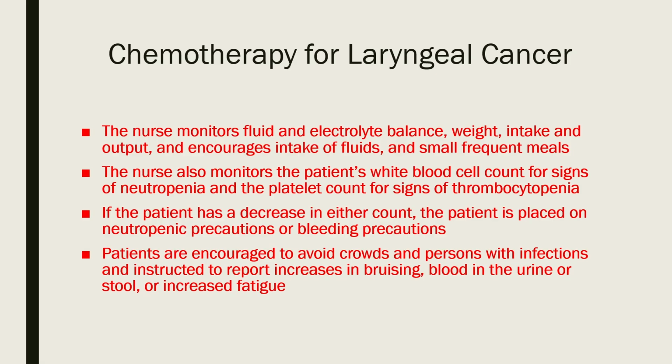The nurse will monitor fluid and electrolyte balance, weight, intake and output, and encourage intake of fluids and small, frequent meals. The nurse also monitors the patient's white blood cell count for signs of neutropenia and the platelet count for signs of thrombocytopenia. If the patient has a decrease in either count, the patient is placed on neutropenic precautions or bleeding precautions. And patients are encouraged to avoid crowds and persons with infections and instructed to report increases in bruising, blood in the urine or stool, or increased fatigue.